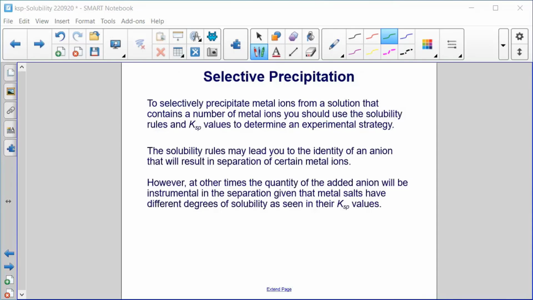To selectively precipitate metal ions from a solution that contains a number of metal ions, you should use the solubility rules and KSP values to determine an experimental strategy. The solubility rules may lead you to the identity of an anion that will result in separation of certain metal ions. However, at other times, the quantity of the added anion will be instrumental in the separation, given that the metal salts have different degrees of solubility, as seen in their KSP values.